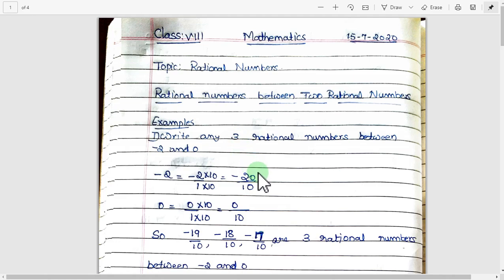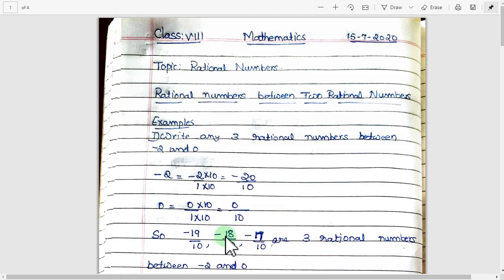So in between these two, now denominators will be the same, but numerators in between means -20 if it comes, then lesser than that. So -19, -18, -17 by 10 are three rational numbers. You can write, no, here these numbers are in order. Instead of this -19 by 10, you can write -5 by 10, you can write -3 by 10.